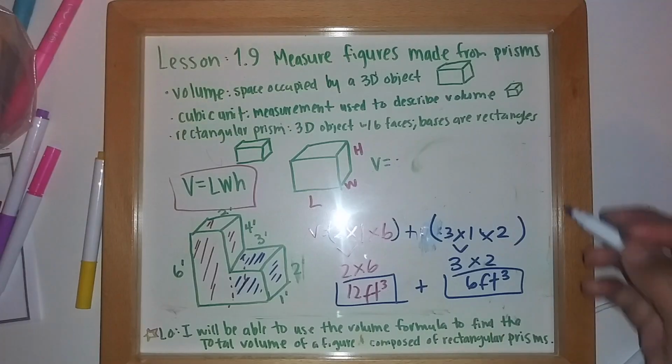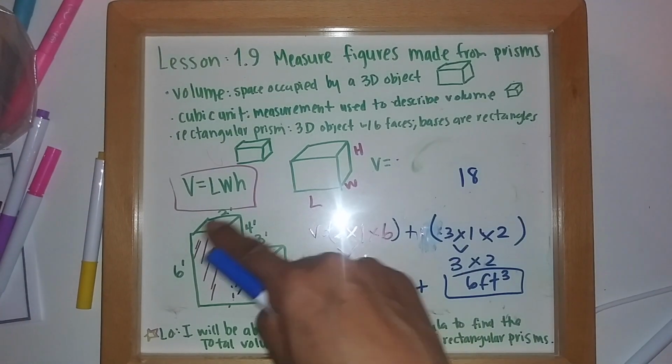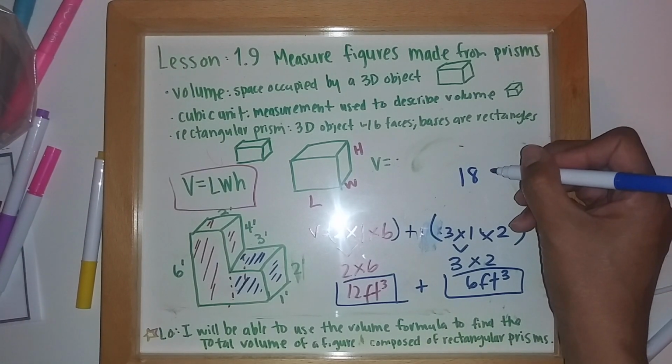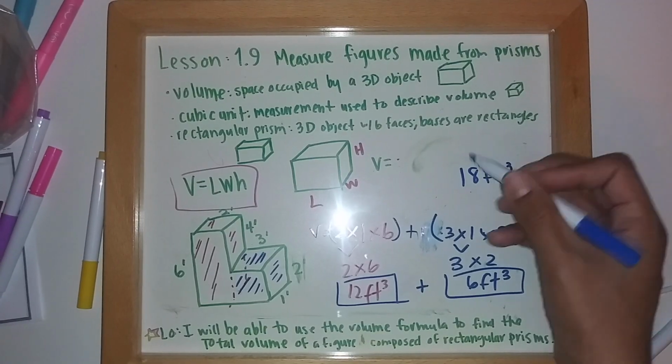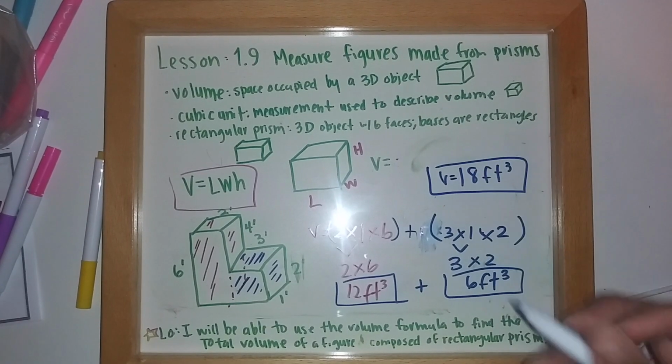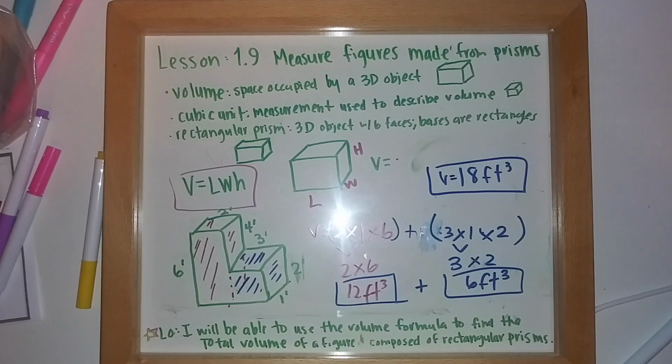And so 12 plus 6 is 18. So the total volume for this composed figure, 3D figure, is 18 cubic feet. Okay, so that's my answer for that one right there. Now let's see if we can figure out another way to solve for that.